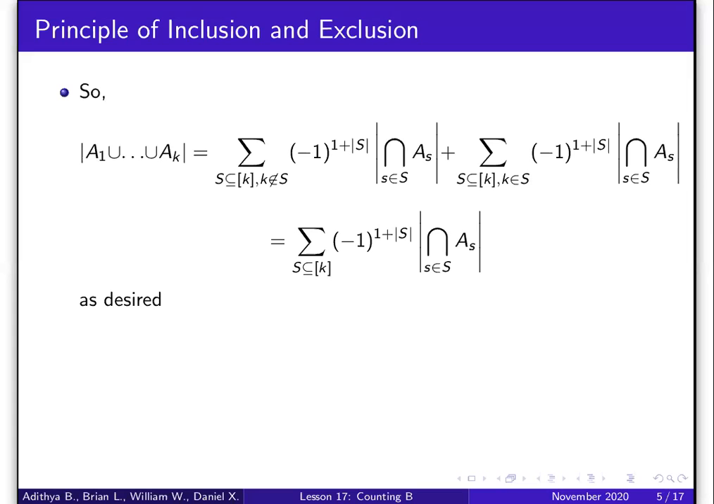And our second sum sums over all subsets of our set which does include the last element. So when we add these two parts, they match each other perfectly, and what we get is just a sum over all subsets, which is exactly what we want. So this proves the principle of inclusion and exclusion.